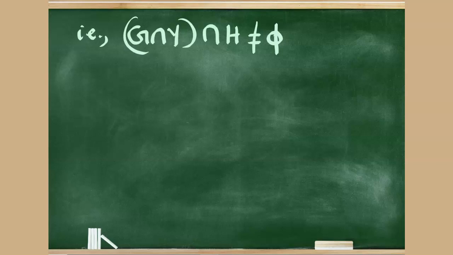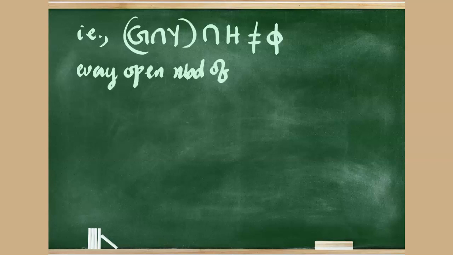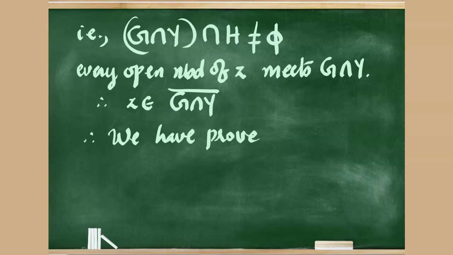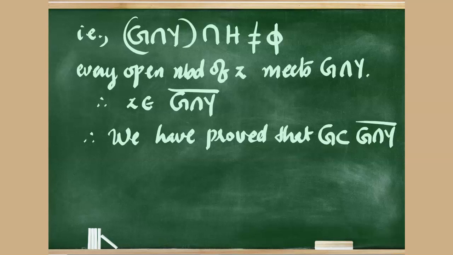Since H was arbitrary, we can say that every open neighborhood of z meets G intersection Y. Therefore, we can say that z will belong to the closure of G intersection Y. Therefore, we have proved that G is contained in the closure of G intersection Y.